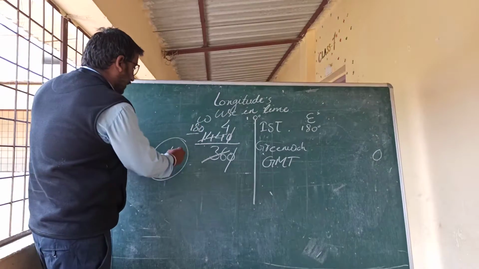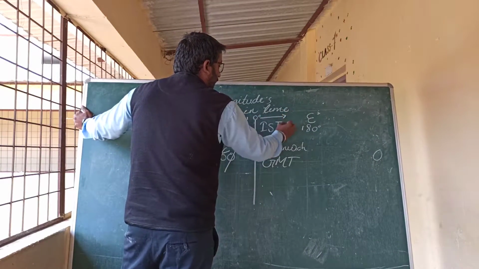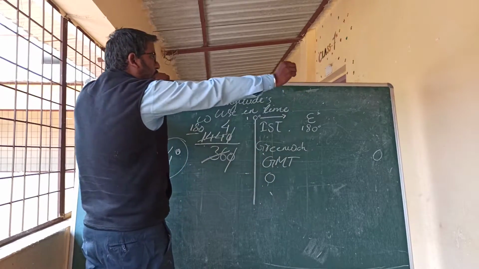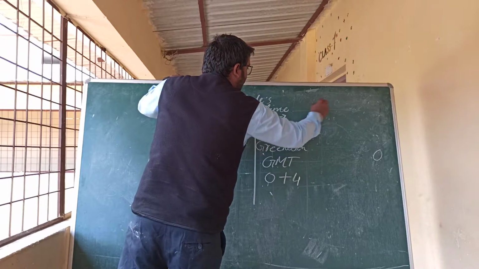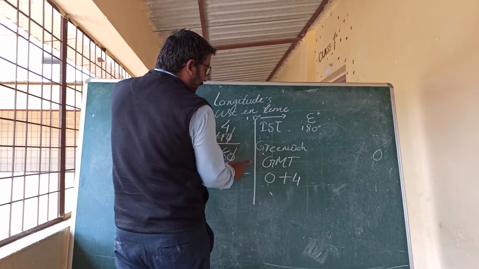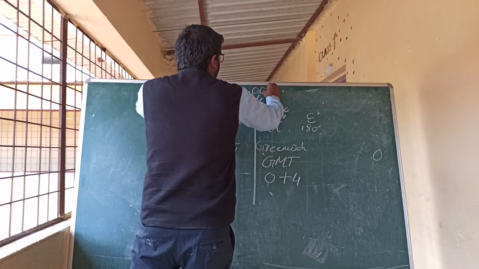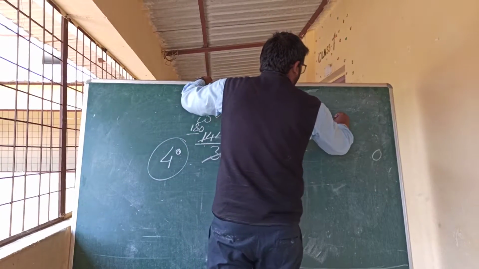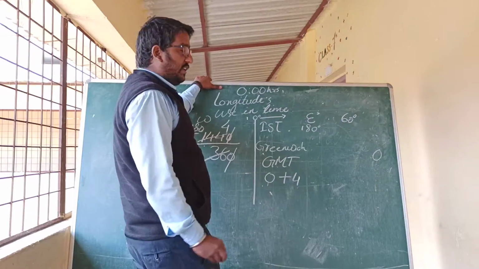Now what happens when you move to the eastern side? If GMT is 0 and you are moving towards the eastern side, then you have to add 4 minutes for each degree you move. Suppose the time right now in London, at Greenwich, is 00 hours, that is midnight, and you are moving 60 degrees towards the eastern side.